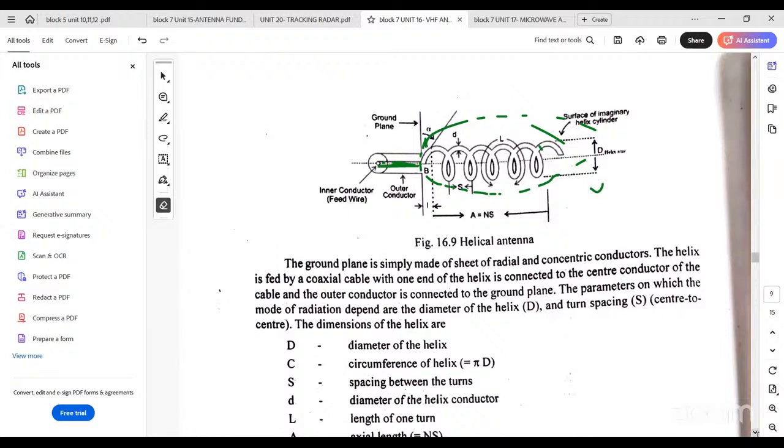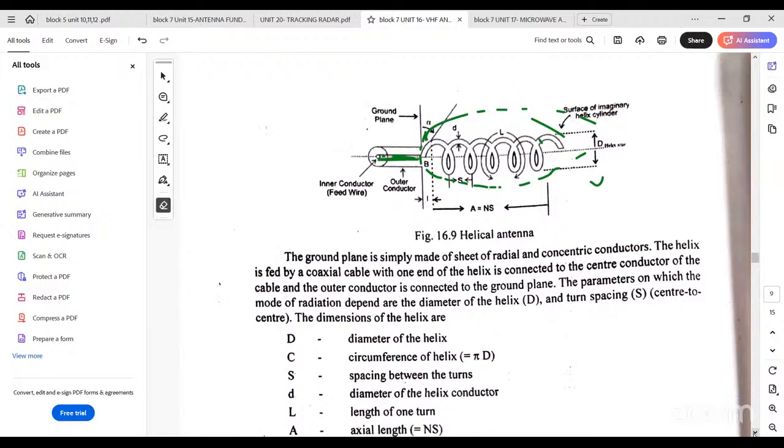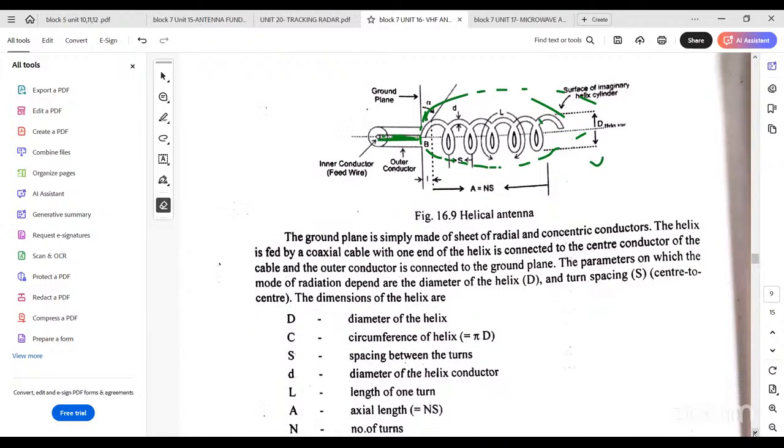Next, what is capital C? Capital C is the circumference of the helix. S is the space between the turns. As it is turning, the space between the turns is represented as S. Next, what is L? L is the length, the length of the turn. Next, we have another point, A and B. A is the starting point of the helix, and one end I am taking as A and the other end as B. What is capital N? Capital N is the number of turns.